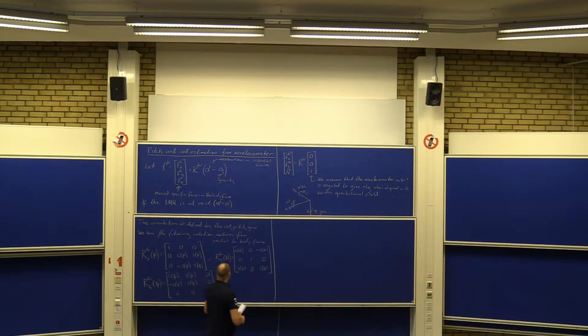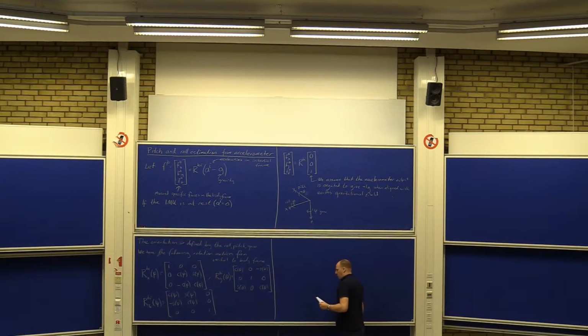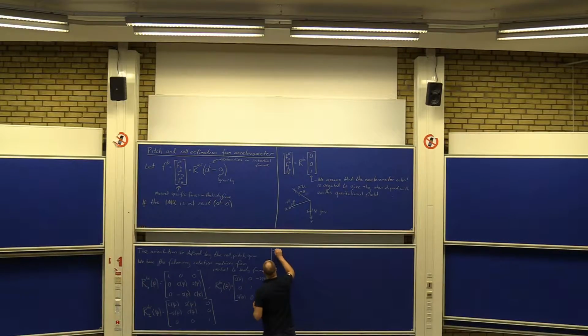Okay, and of course then we have three ways to choose the first one, and two ways to choose the next one, and one way then to choose the last one, if we do a roll, pitch, yaw. So that means that we have six possible orderings of roll, pitch, and yaw rotations.